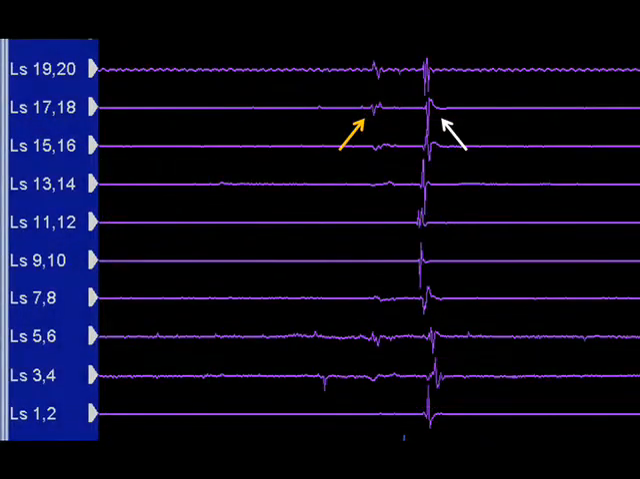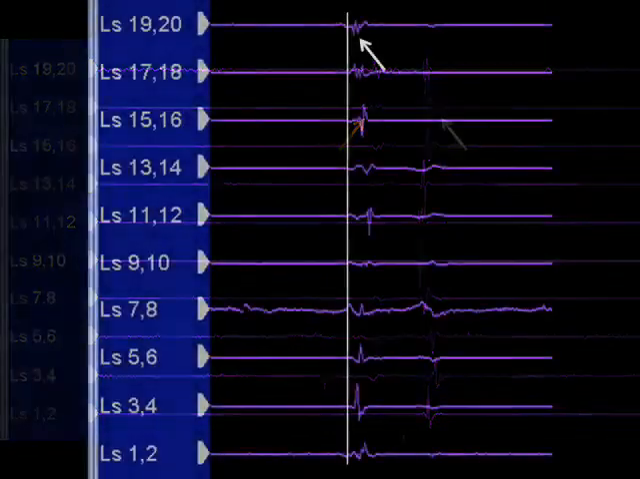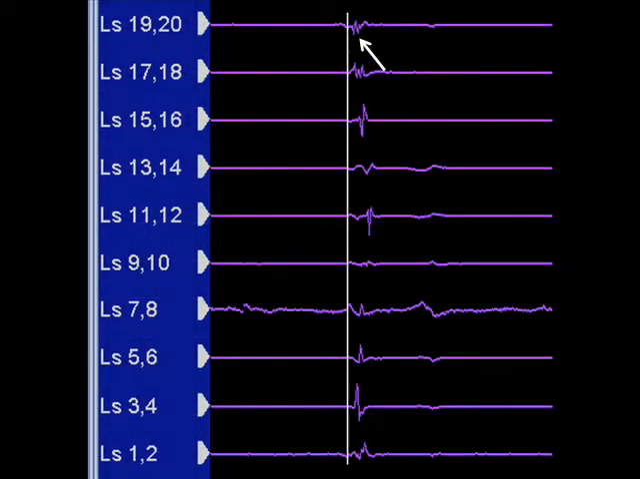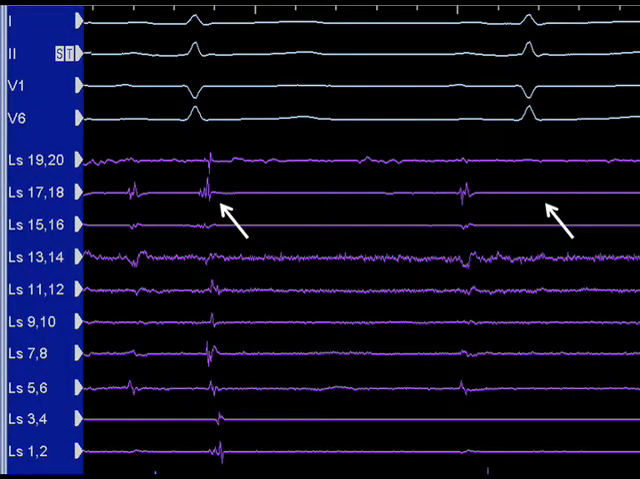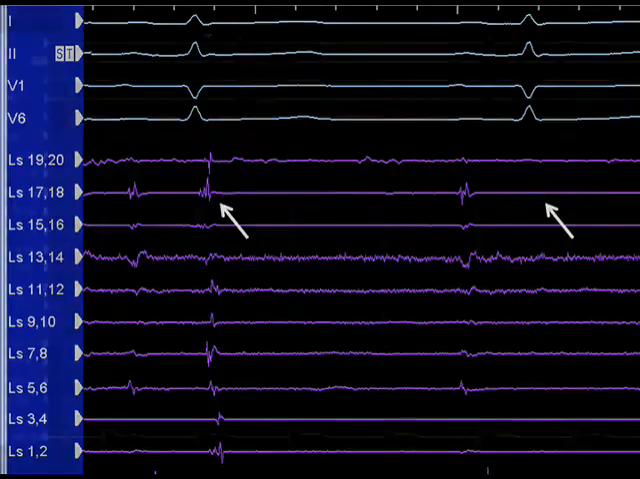Sometimes the pulmonary vein potential, seen by the white arrow, is very delayed compared to the far-field left atrial potential, seen by the yellow arrow. The location of the earliest pulmonary vein potential is found, seen here on LS 19 and 20, and ablation is performed near this bipole to eliminate the signal. This is repeated until there is entrance block, where there is absence of pulmonary vein potentials on the entire circular catheter, seen here on the second beat.